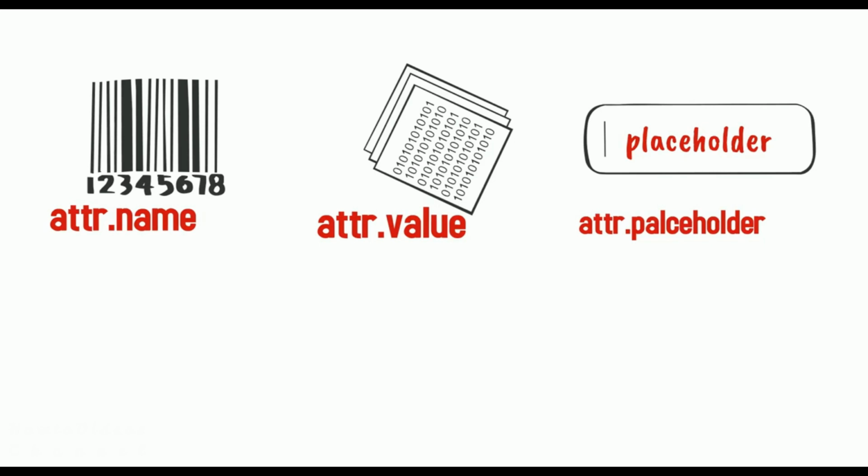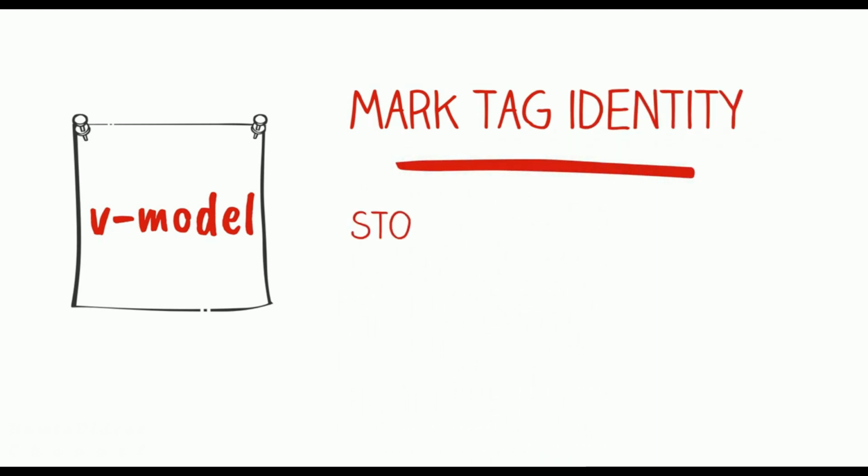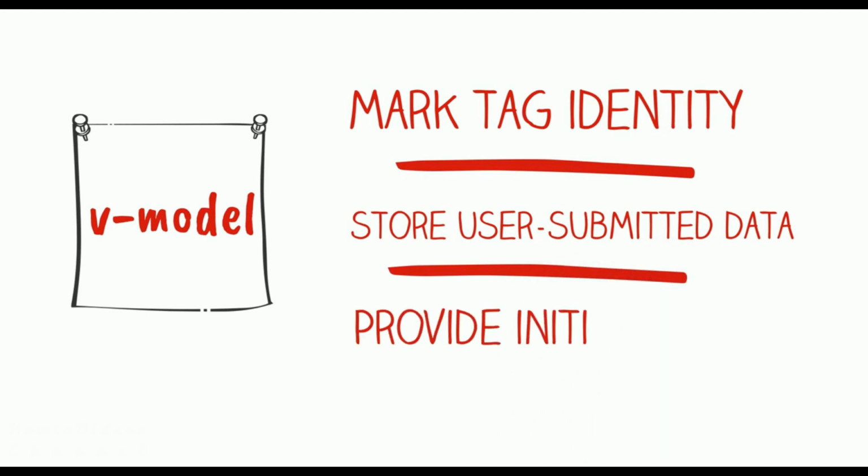The job of these three attributes can be done by the v-model directive alone. This means the v-model directive can do three things for us: marking the identity of each input box, collecting user-submitted data, and providing an initial value for the input box. So, how does it do that?